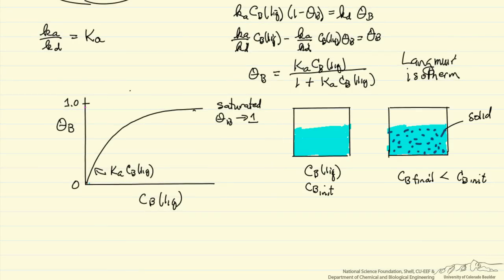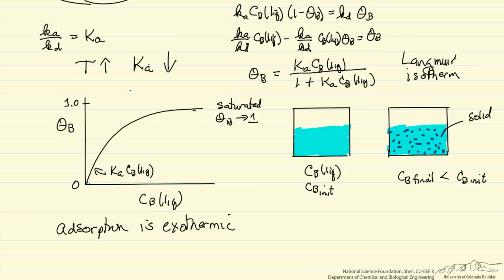The amount adsorbed is a function of temperature. So as we raise the temperature, the adsorption equilibrium constant decreases. And this is because the activation energy for adsorption is less than the activation energy for desorption. So the desorption rate constant increases faster with temperature. This is very similar to chemical reactions because adsorption is exothermic. And so raising the temperature, we decrease that equilibrium constant.